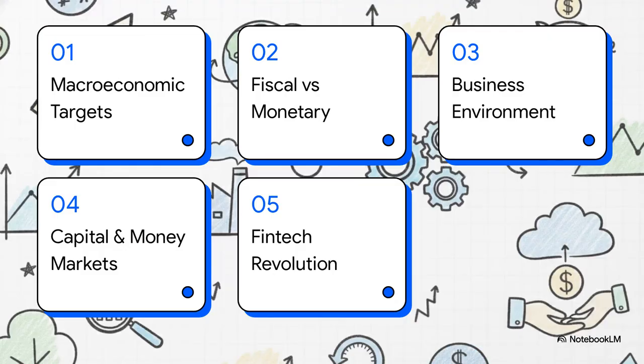So here is our roadmap for today. We'll start with macroeconomic targets explained, then move on to fiscal versus monetary policy, check out the modern business environment, dive into capital and money markets, and finally, look at the fintech revolution.